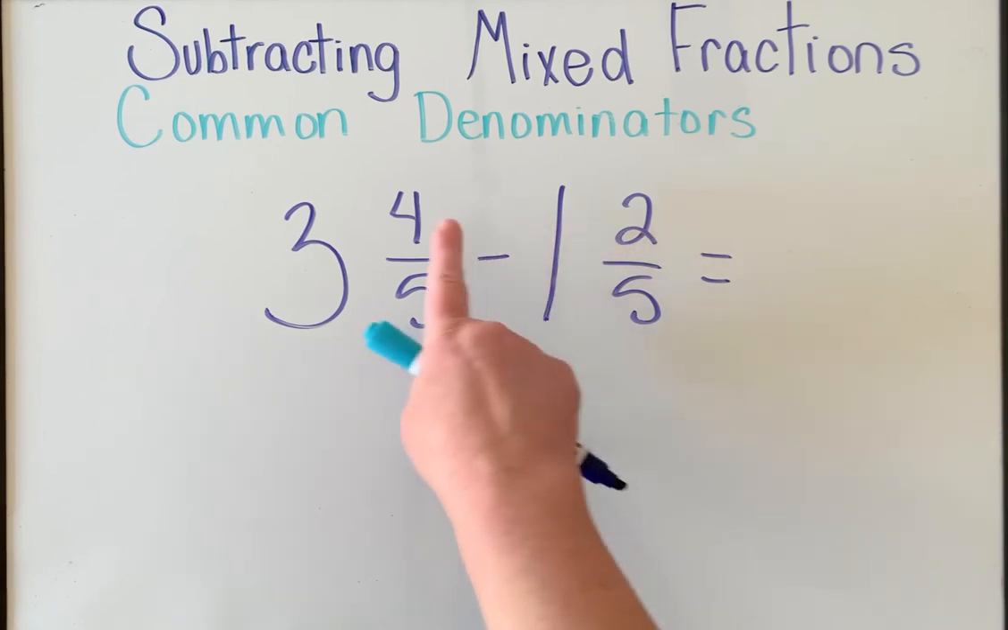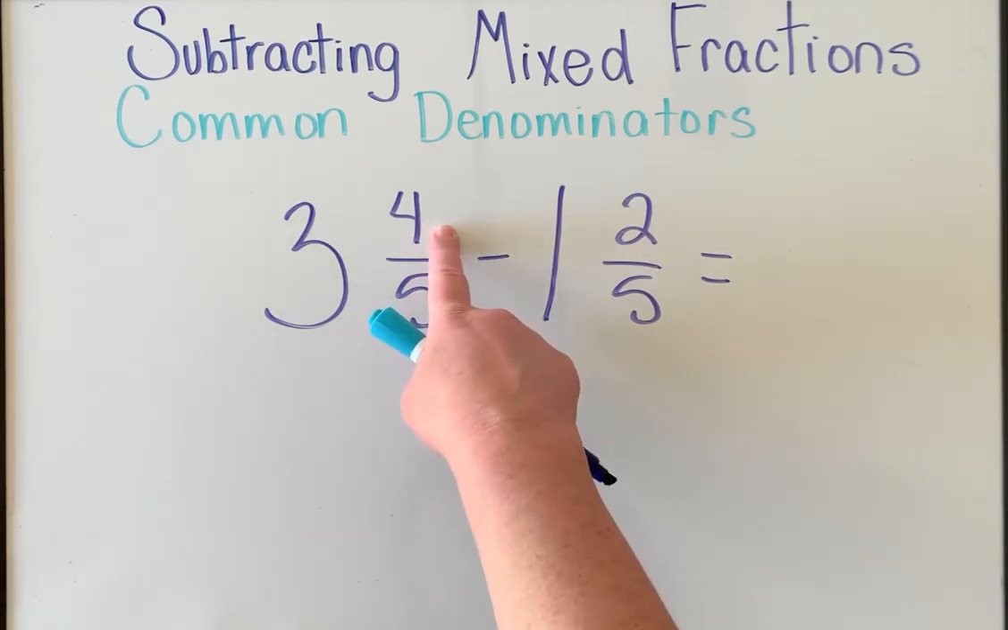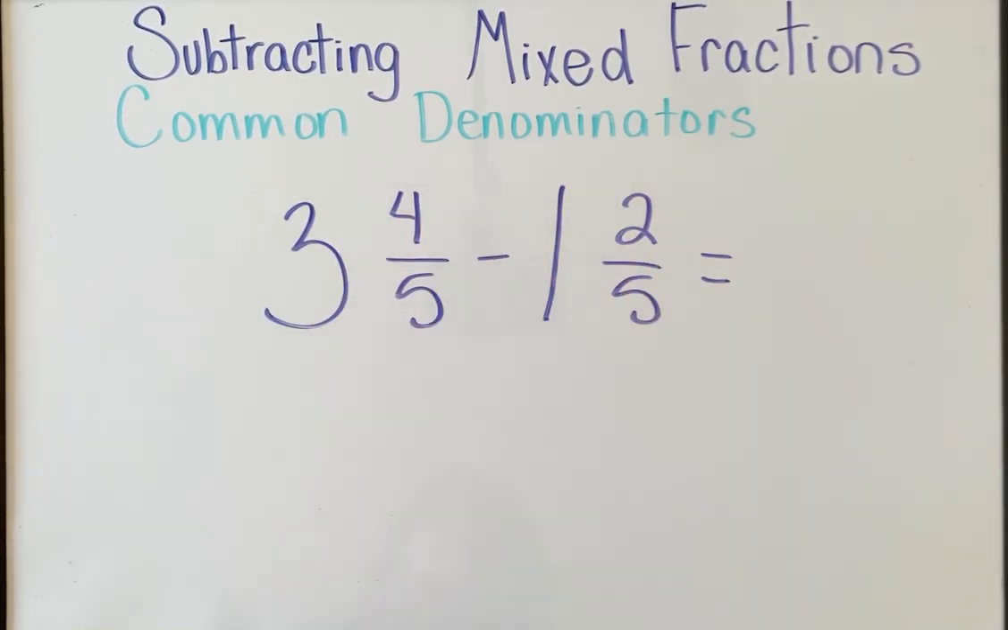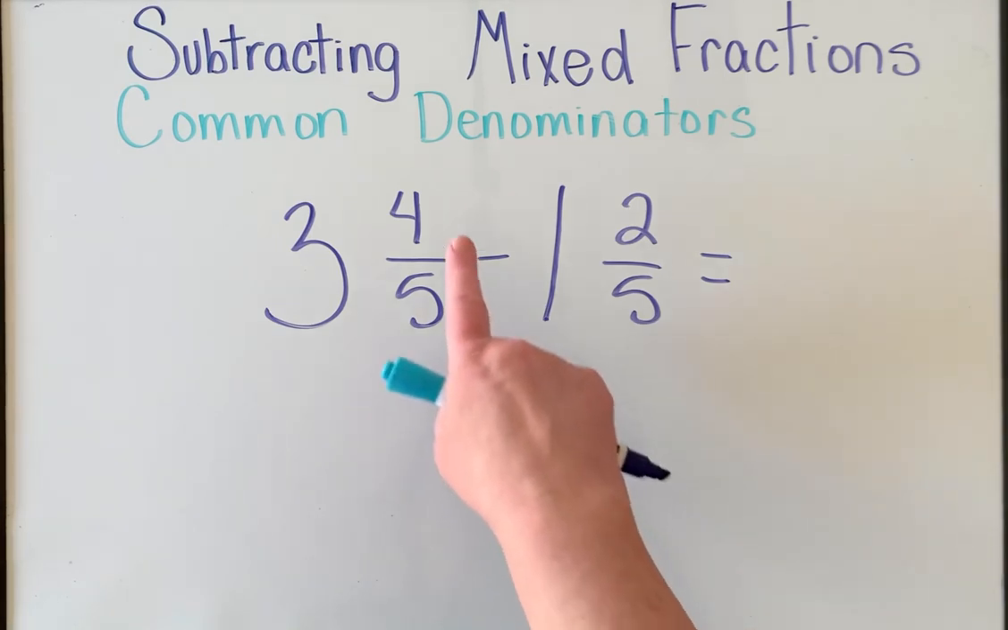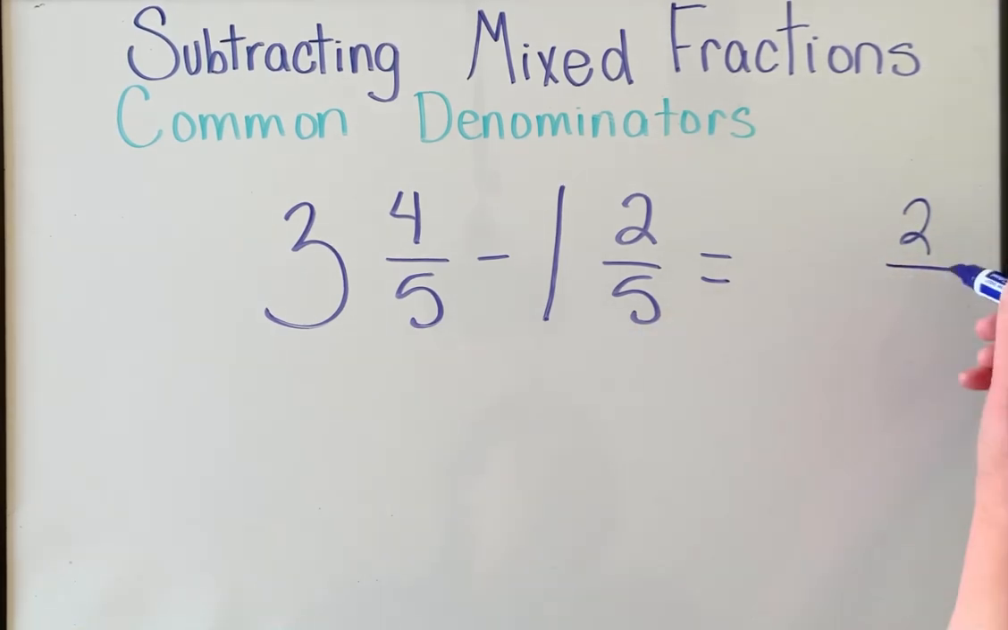Can I take 2 pieces from 4 pieces? Do I have enough there? Yes, I do. I have enough there. I can take 2 from 4, and I don't need to come and get any more wholes. So we can just subtract with nothing to do. We don't have to do anything for this one. So 4 pieces take away 2 pieces, leaves me with 2 pieces. Denominator doesn't change. Fifths, they're still the same.